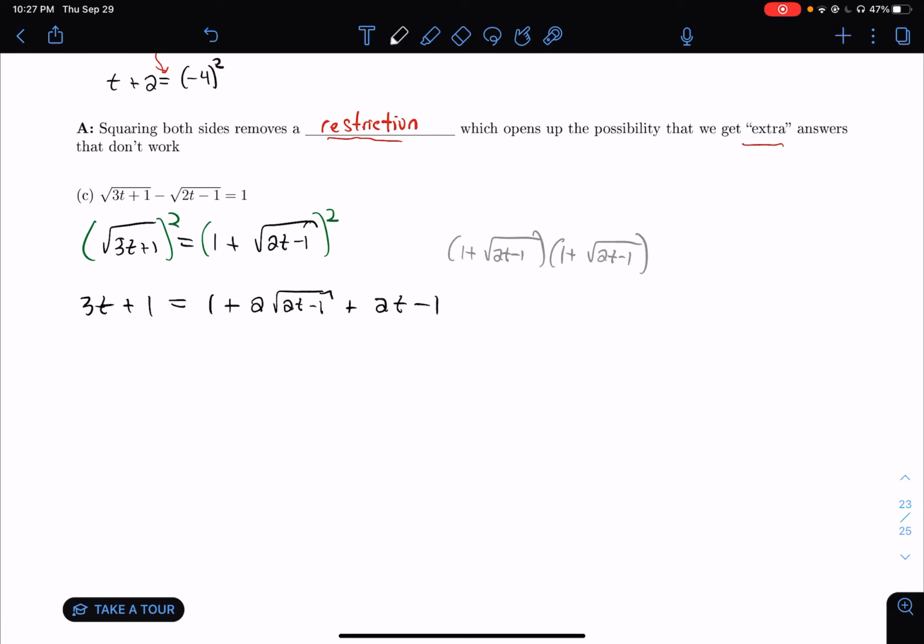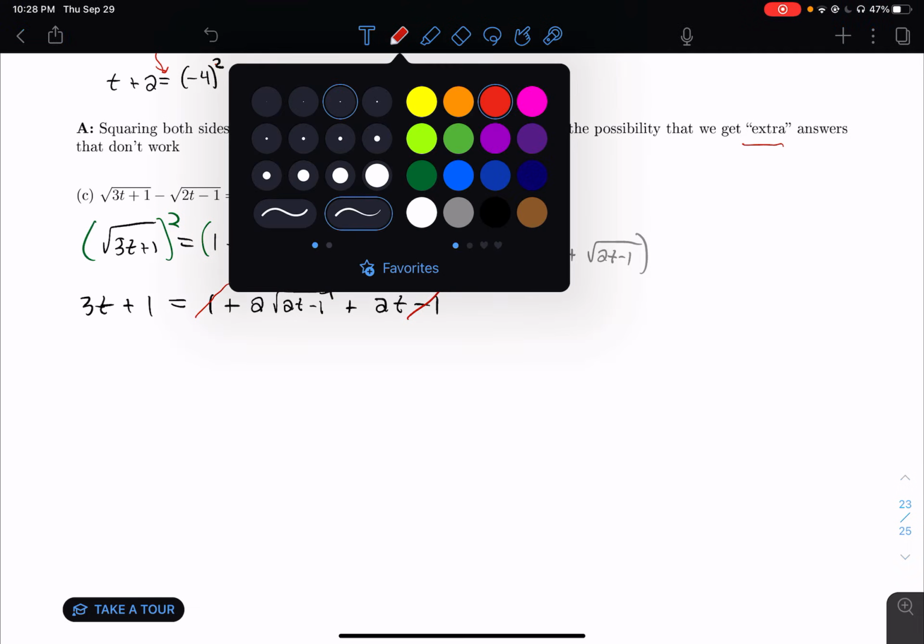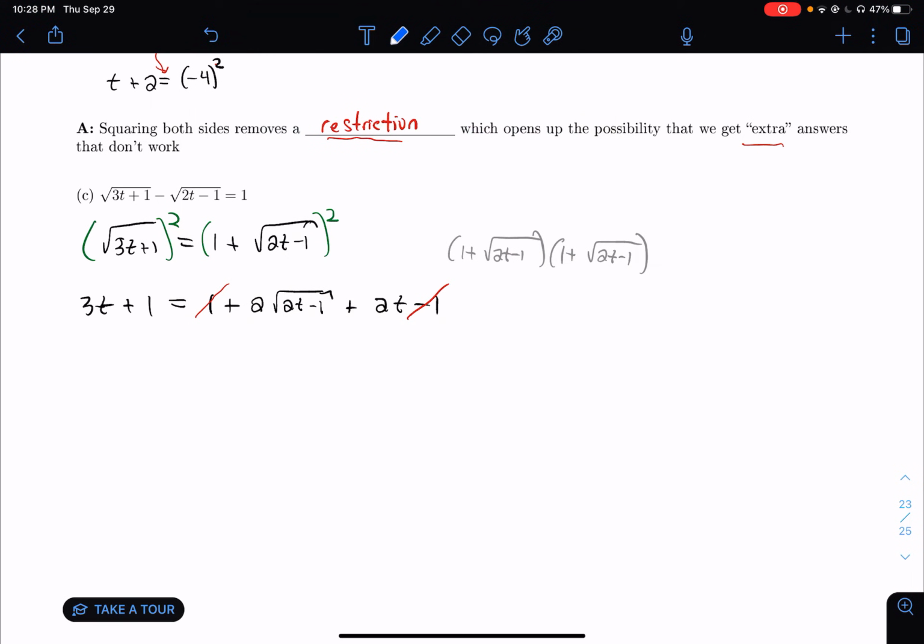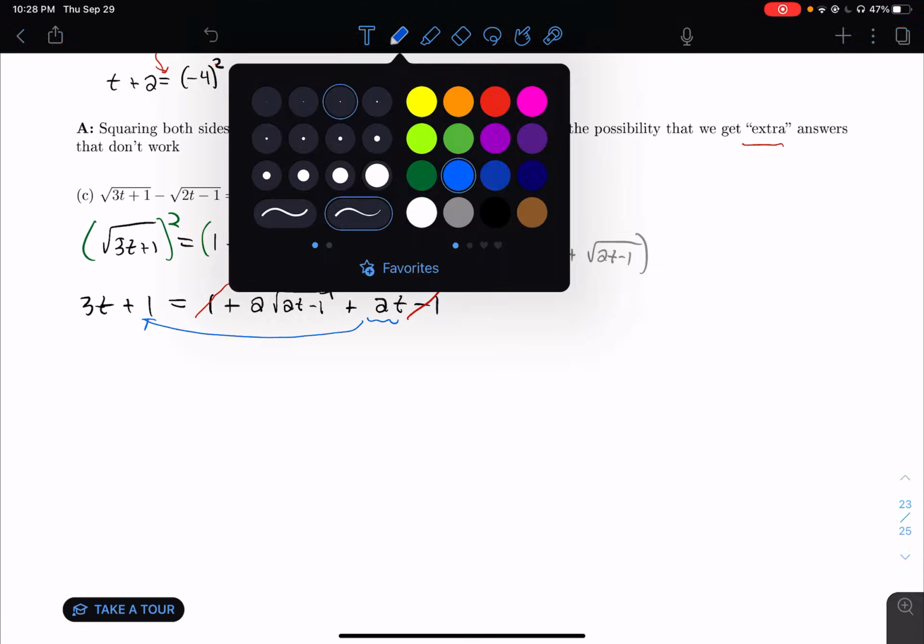Okay. So now, one thing that's nice is this 1 cancels that minus 1. And now I only have 1 square root left in my equation. So let's try to isolate this remaining square root. All right, so let's move everything on this side over, like this 2t. Let's move it over the other side. So I'll subtract the 2t.